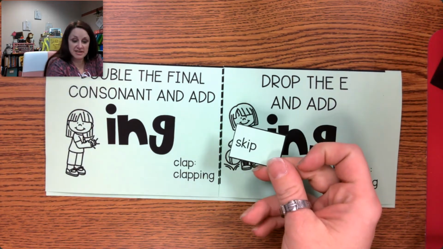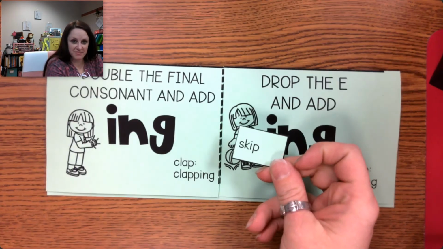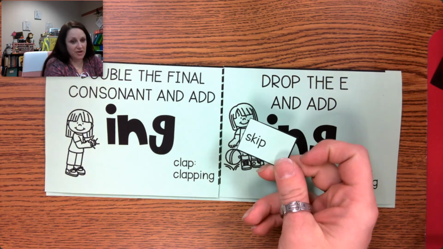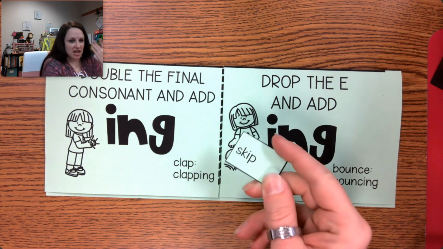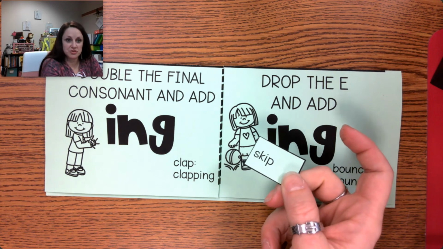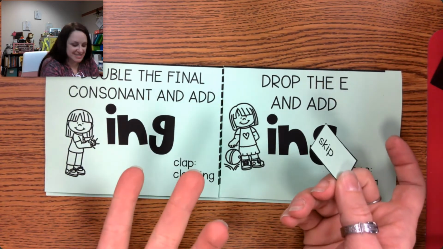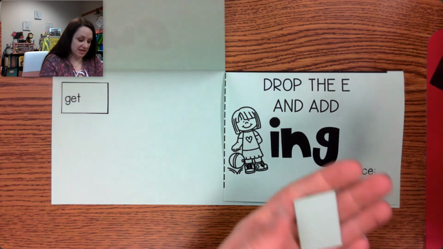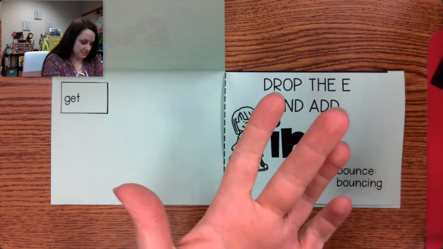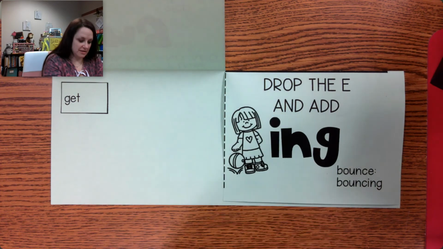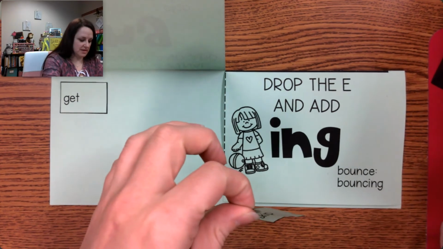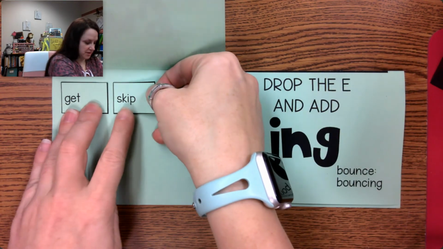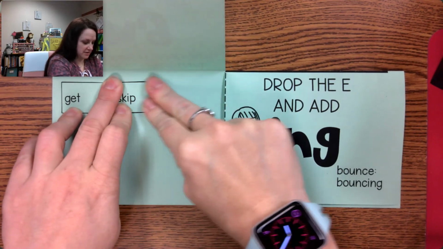And let's do this one. The word is skip. Does it end in an E? It doesn't. So, yeah, I can totally hear you through the YouTube. It's like you guys already know this. We're going to put it on this side. Remember, we need just a little bit of glue. And we just put it right here underneath.